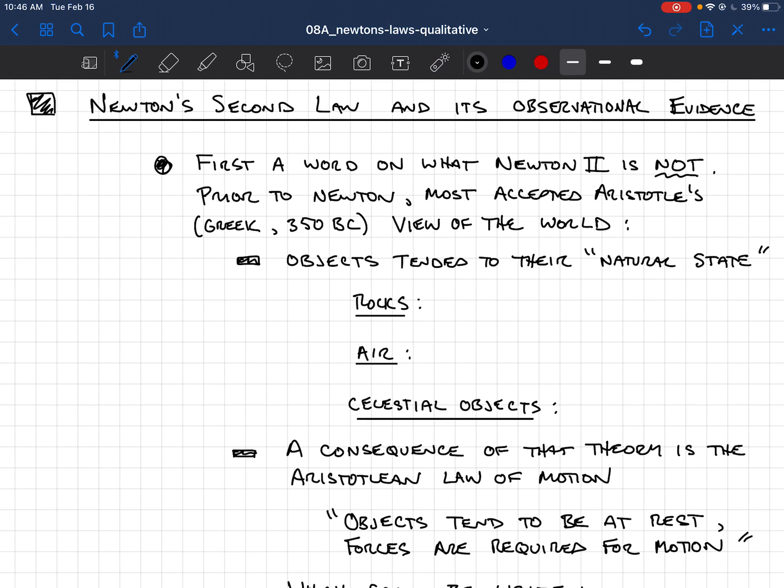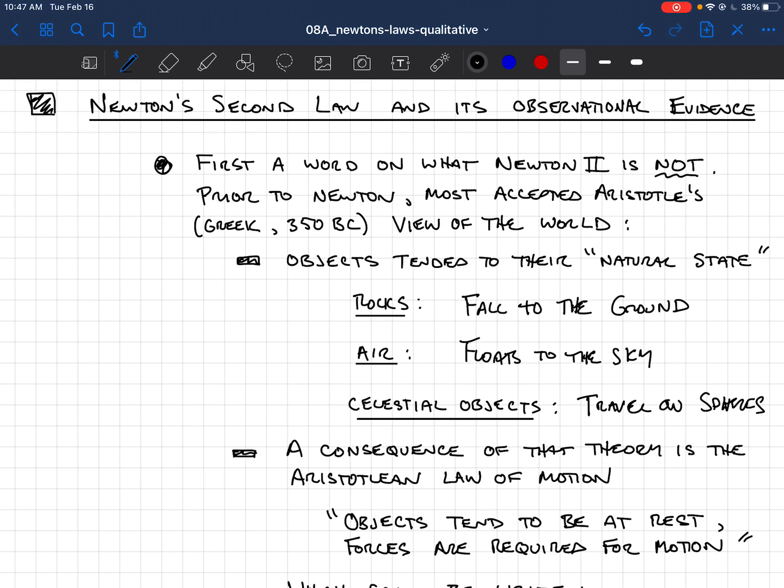So Aristotle had a view of nature which said that objects tended to their natural state. So rocks fall to the ground. It's sort of obvious that rocks will fall to the ground because that's where all the rocks are. Air, I guess, floats to the sky. And the celestial objects, so stars and planets and whatever it is that they're seeing moving around in the sky, these travel on spheres. So these rules that come from a general observation of the world around us are what Aristotle used to develop his natural theory.